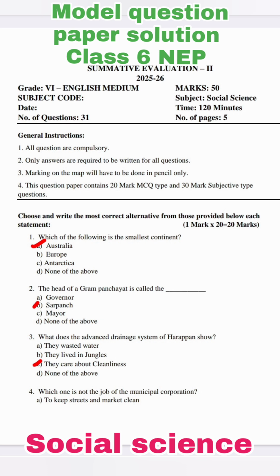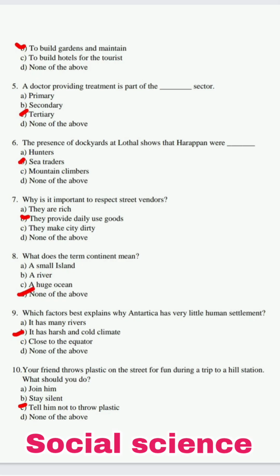Question number 4. Which one is not a job of the municipal corporation? A. To keep streets and market clean. B. To build gardens and maintain them. C. To build hotels for the tourist. And D. None of the above. And the correct option is to build hotels for the tourist.